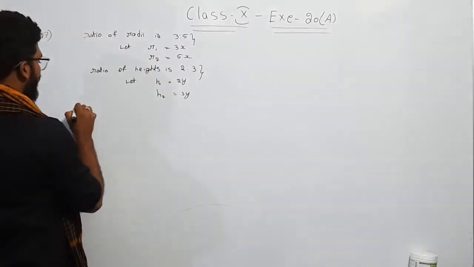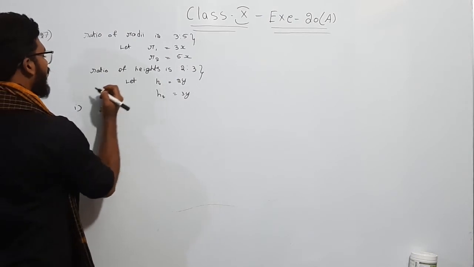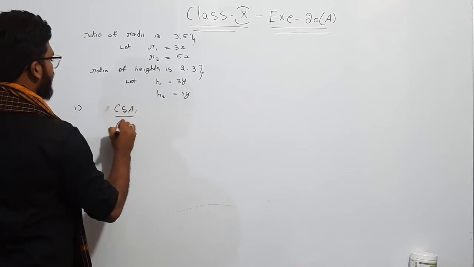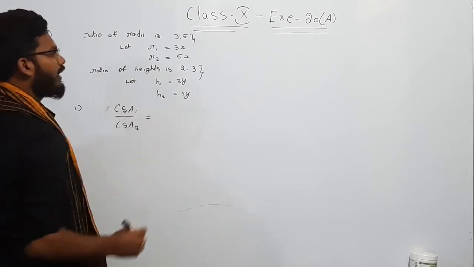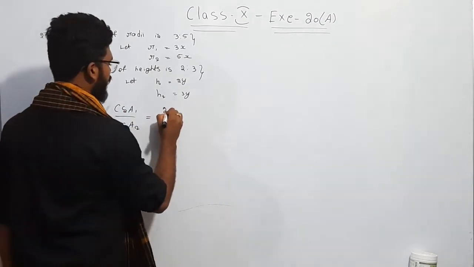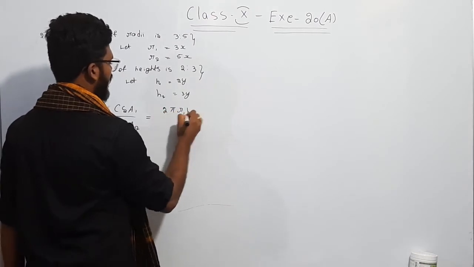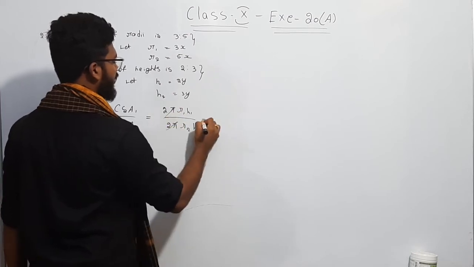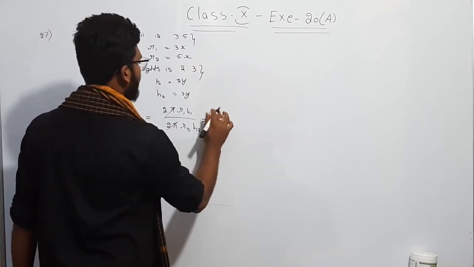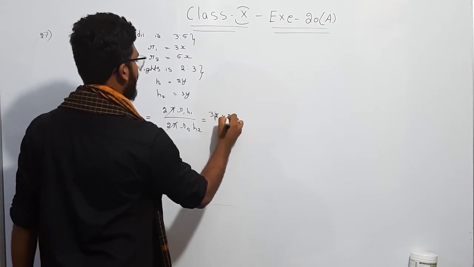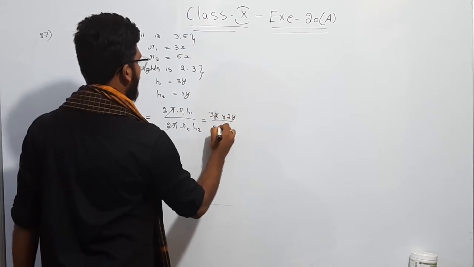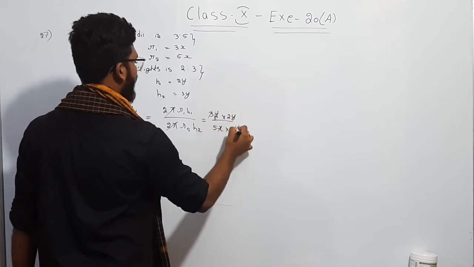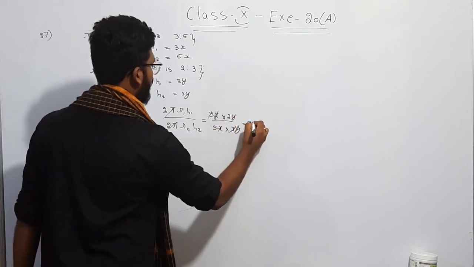Okay. So next, first one, what do you have to find? Ratio of curved surface areas. So CSA 1 by CSA 2, curved surface area of the first one by curved surface area of the second one. So 2 pi R1 H1 by 2 pi R2 H2. 2 pi is constant, so you can cancel it. So 3x into height of first one is 2y by 5x into 3y. So x and y cancel, and it is equal to 2 is to 5.